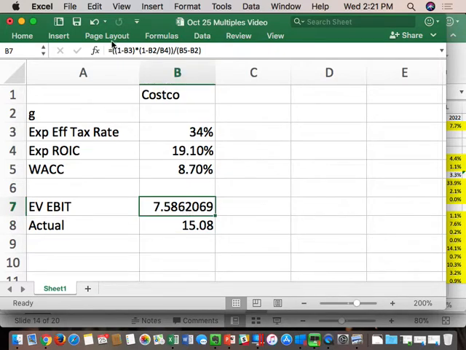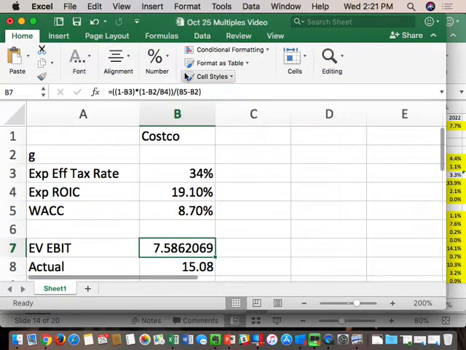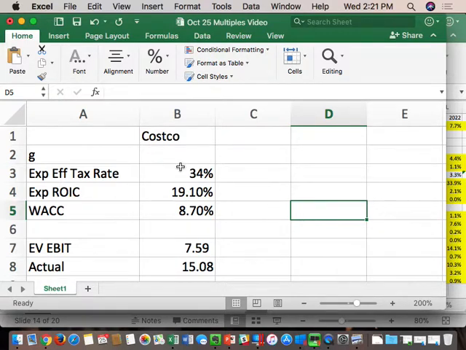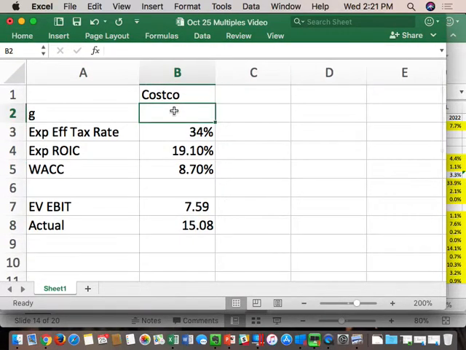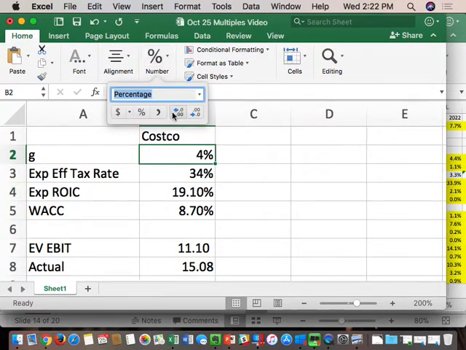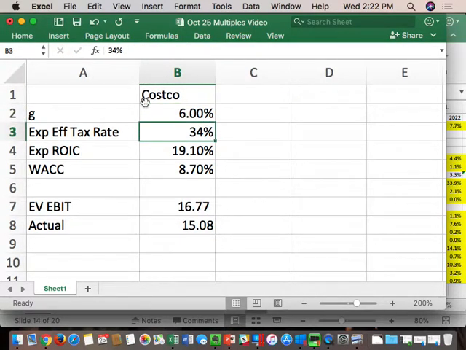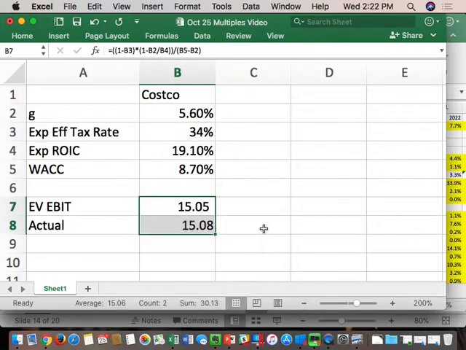So without any growth, we would expect about a 7.59 EV to EBIT. So obviously Costco is expecting some growth. So again, 4% G, make it a little bit bigger, 5, 6, 5.7, 5.6, a couple of basis points, we're matching. Again, this is pretty much what we did on Monday. Questions about any of that?